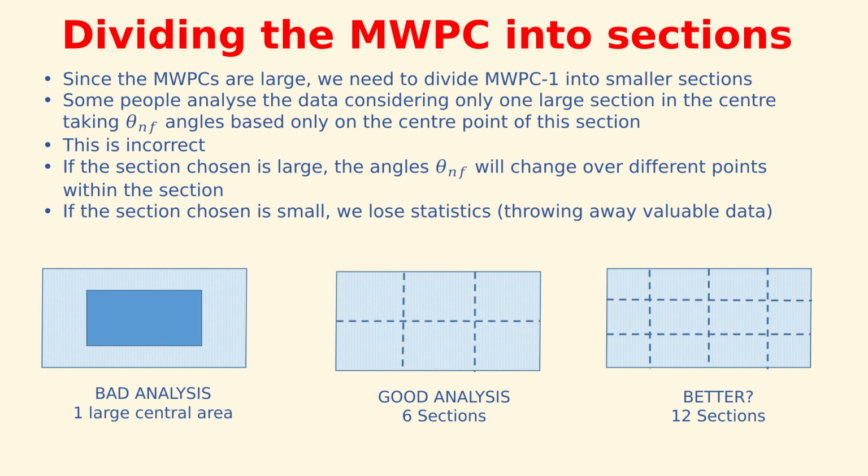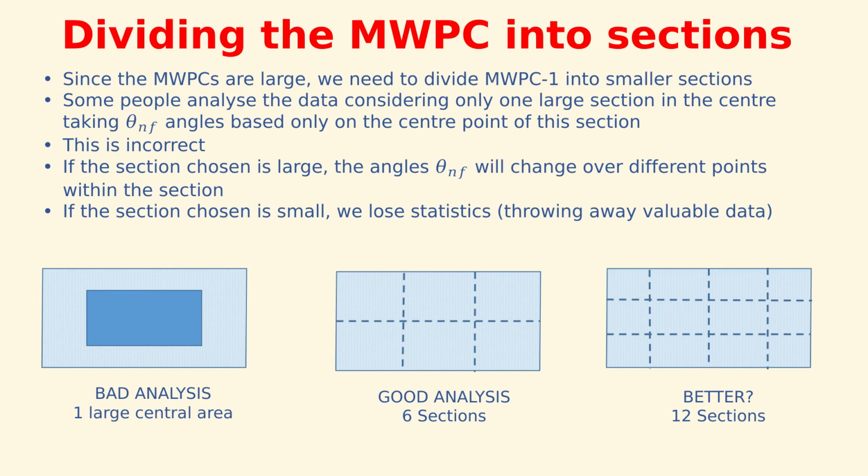Some people feel that one doesn't need to divide the MWPC into sections and they make only one big section in the middle. I have shown that in the diagram on the left, which I have called bad analysis. So a bad analysis consists of taking the entire MWPC as only one big slice in the middle, one large central area, and doing the analysis only with that.